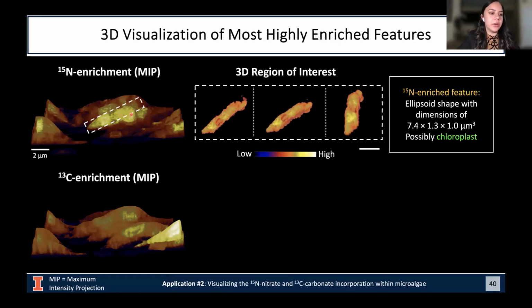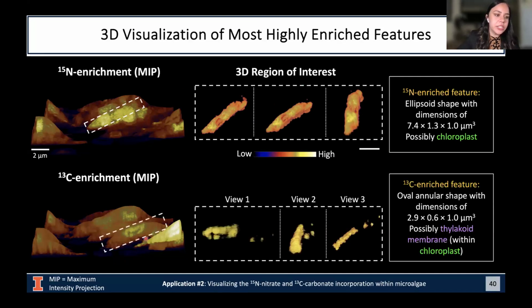So say for this particular example, this 15N enriched feature, based on its size, shape, and composition, we believe it may correspond to the chloroplast. We did the same thing for this particular 13C enriched feature. We can see it here. It's a little ring-like structure enriched with 13C. Based on shape, composition, and also size, this compartment was located inside what we believe is a chloroplast. So we believe it may correspond to membranes, maybe the thylakoid membranes, or if not, carbon-containing molecules such as glucose or CO2. Again, remember, our primary goal is not organelle identification, but rather improving the visualization of these highly enriched features.